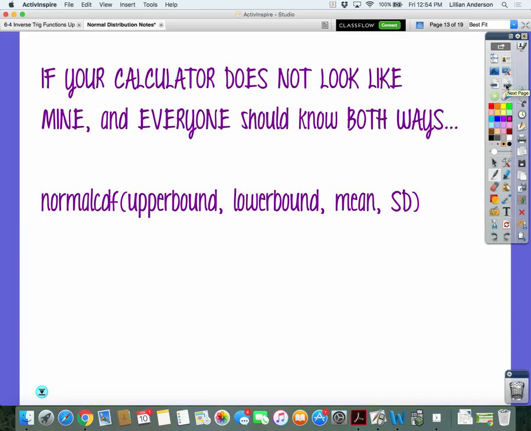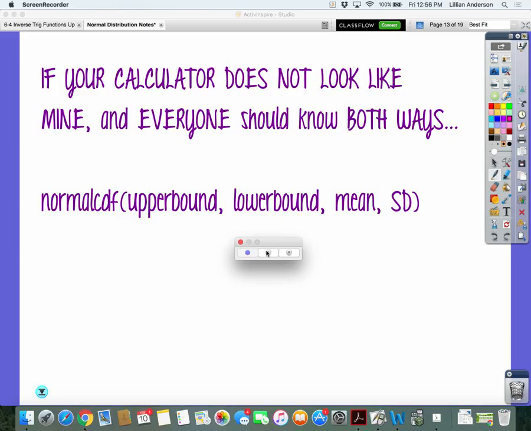However, if your calculator does not look like mine, and everybody should know both ways, then you fill it in exactly as you see. Whatever the upper bound is, you type it with the comma. The lower bound, comma, the mean, comma, the standard deviation, and then close the parenthesis and click enter. Okay? No spaces in between the upper bound, lower bound, mean, or standard deviation. No spaces, just one full thing.